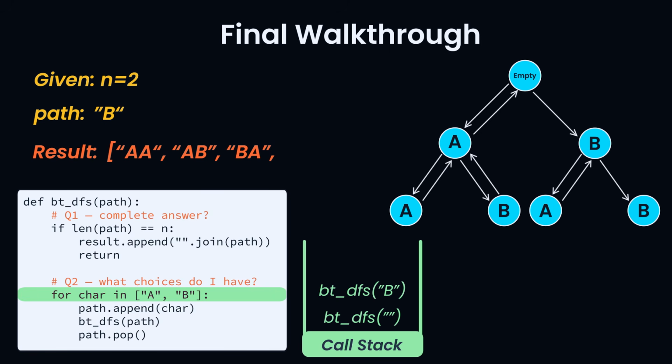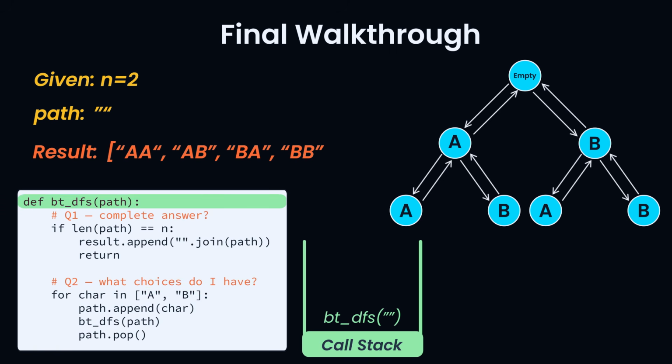Choose B. Path is BB. Record BB. Pop. No more choices from B. Pop. Path is empty again. And with this, we are done with the whole program. Every pop put us back exactly one step.